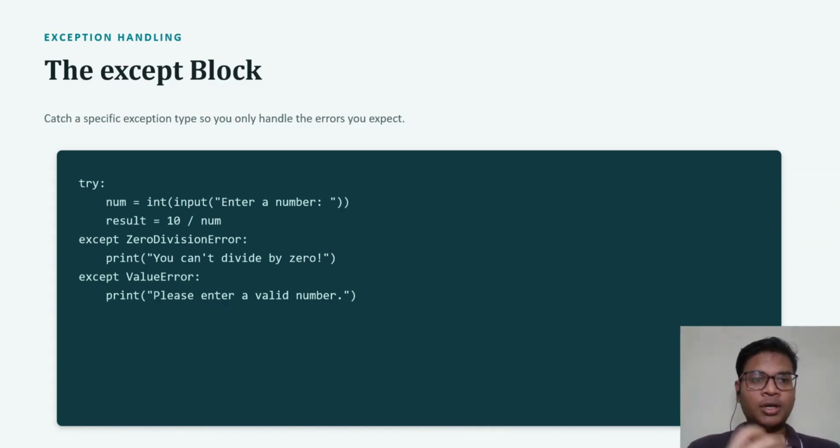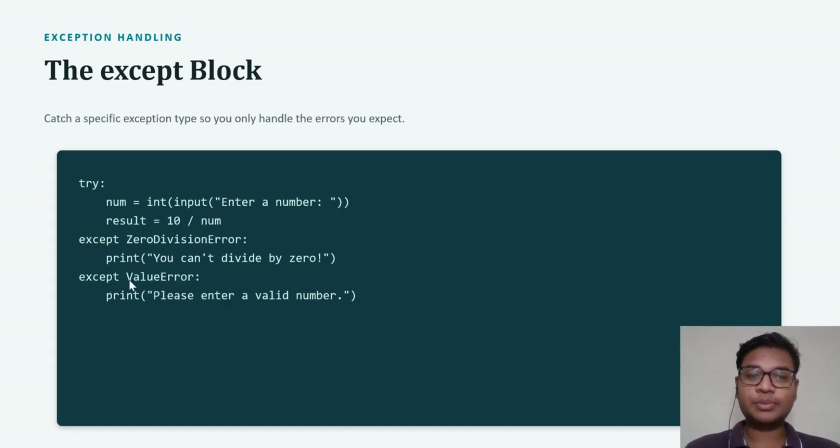Catch a specific exception type, so you only handle the errors you expect. Here we have a try block where we take some number input from a user, and the result is then divided by num. So what was the exception behind this? In except, if num is 0, that's a ZeroDivisionError, so print you can't divide by 0.